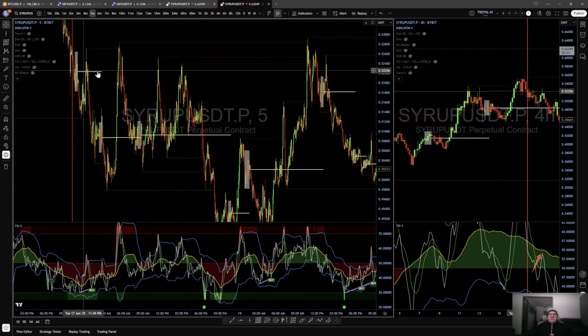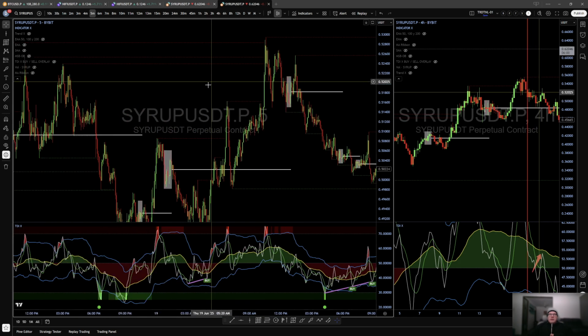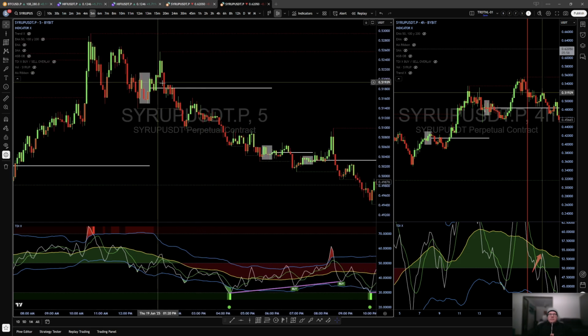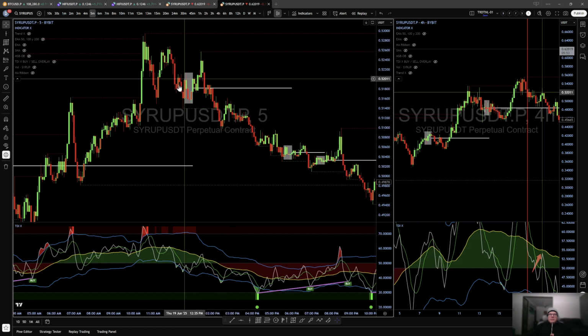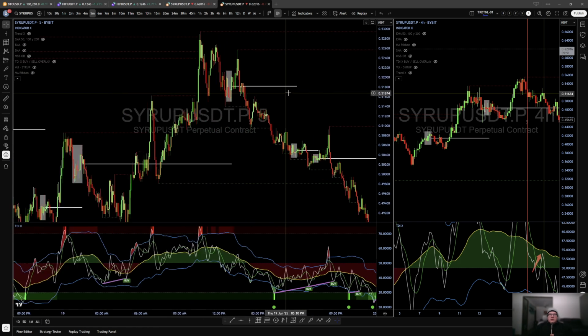So many times, like this one over here, it was resistance. This was like resistance in a way. But you just want to make sure that you reevaluate what's going on when a new value line appears and you're still holding a trade.